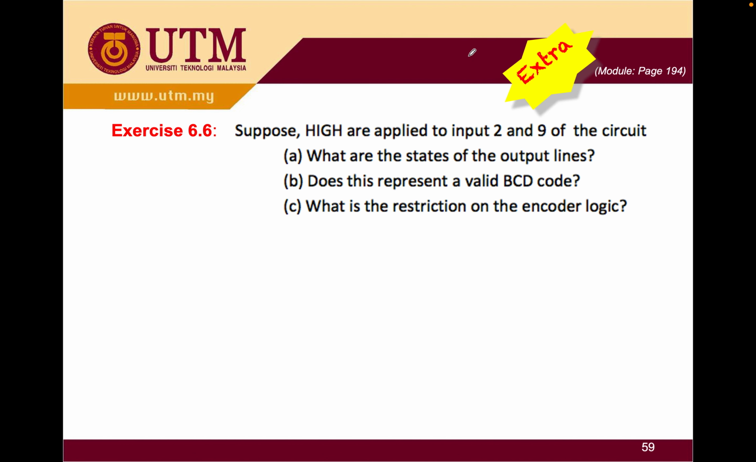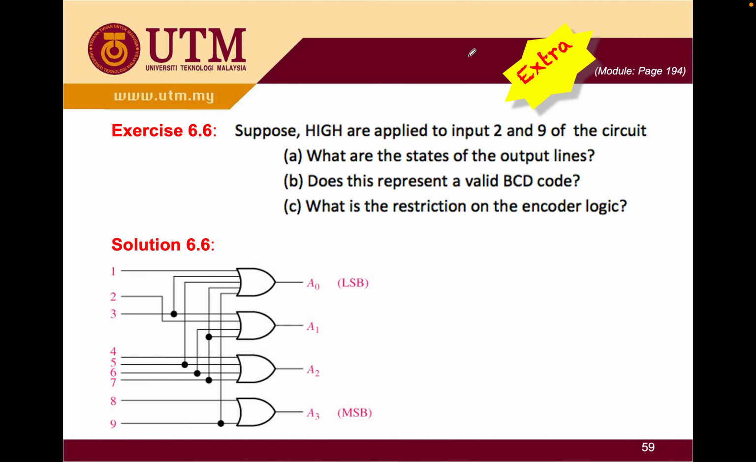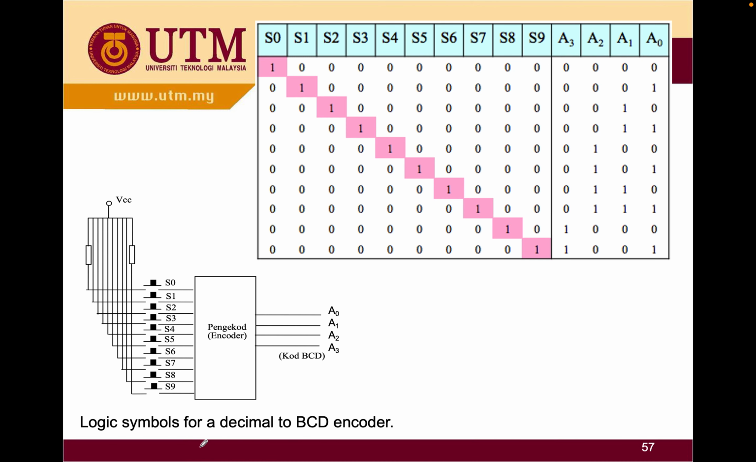Okay, exercise 6.6. Suppose highs are applied to inputs 2 and 9 of the circuit. What are the states of the output lines? Does this represent a valid BCD code? What is the description of the encoder logic? So your input number 2 and input number 9 are going to be high. The rest is 0. Is it available here in the truth table? You can see.